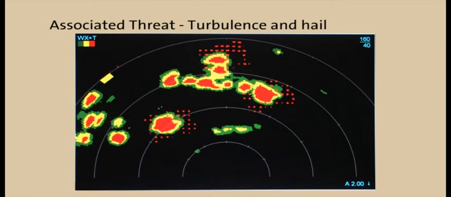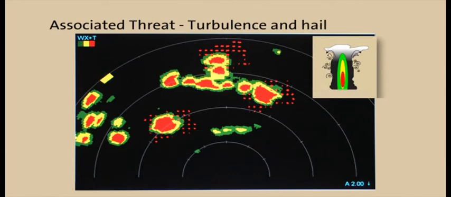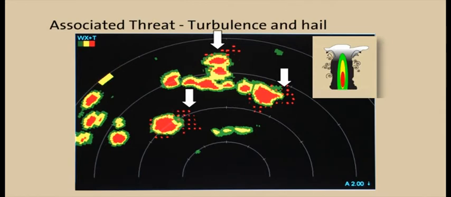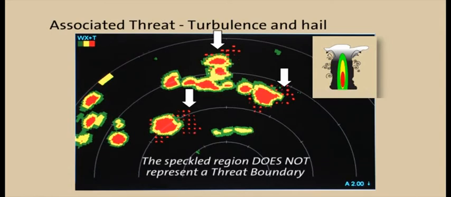Remember that in the case of a mature cell-associated threat warning, turbulence and hail may extend well outside the cell boundary. Hail can be lofted out the top or sides of the cell, and shear effects may create significant turbulence as well. Therefore, multi-scan ThreatTrack extends the warning area outside the cell boundary to denote the increased threat of a mature cell. Note that the speckled region is not a threat boundary.